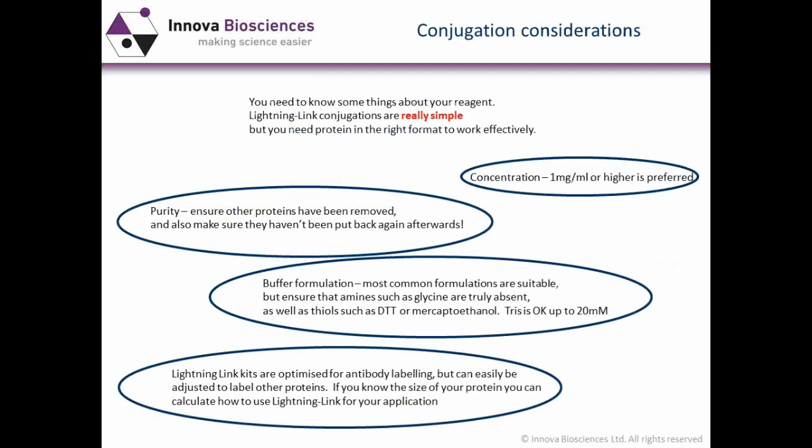There are just a few things to think about for the antibody that you're using. As I said, the reaction itself is very simple. The antibody, though, should be at 1 milligram per mil. If it's much lower than that, the efficiency of the reaction may well be reduced, but we have very simple kits available as well to concentrate antibodies.